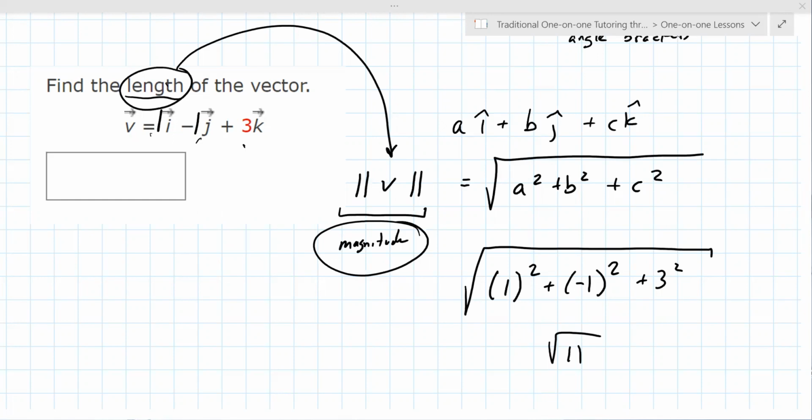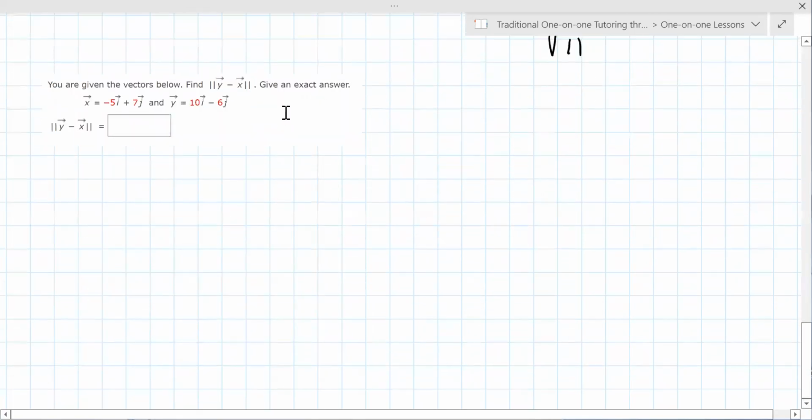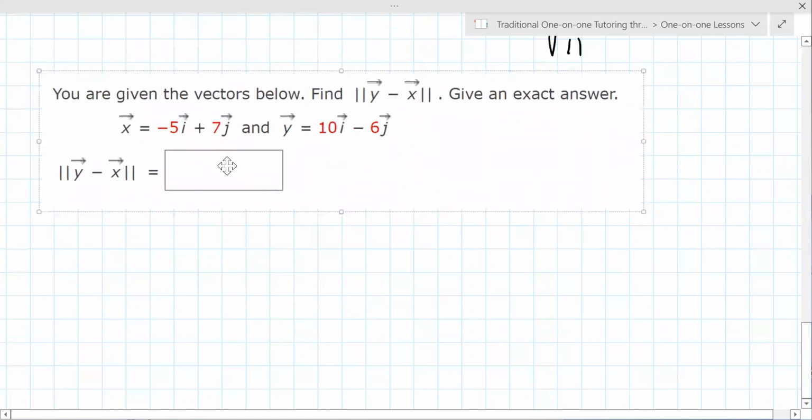Okay, we'll move on to the next question. It is somewhat related. You are given the vectors below. Find, so see these double lines? That means magnitude. That means length. So you do a squared, b squared.